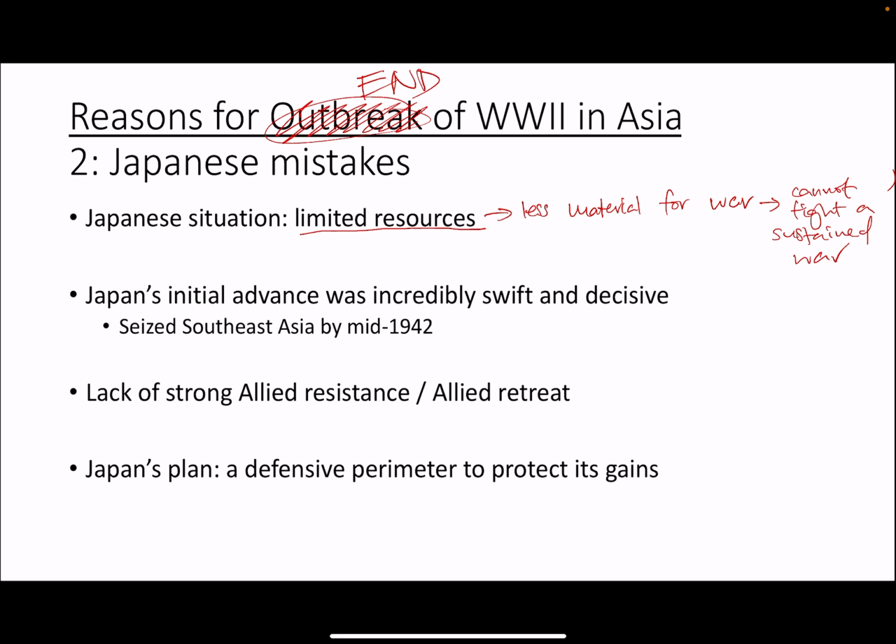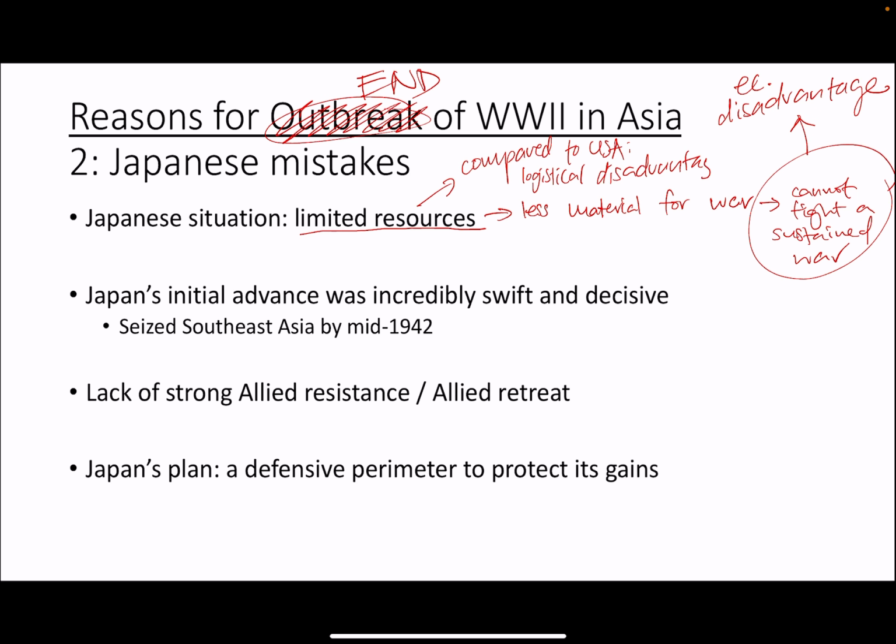Now, this is already an economic disadvantage, right? In terms of the raw amount of resources, they have less than the USA. Compared to the USA, they have a logistical disadvantage, right?